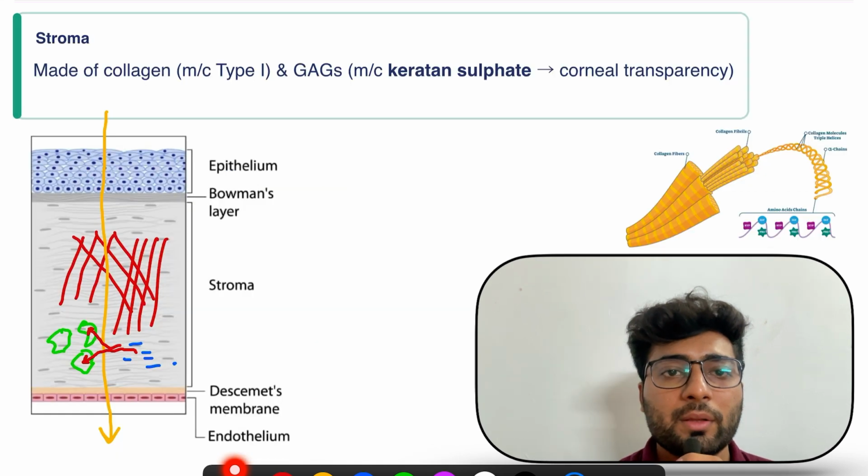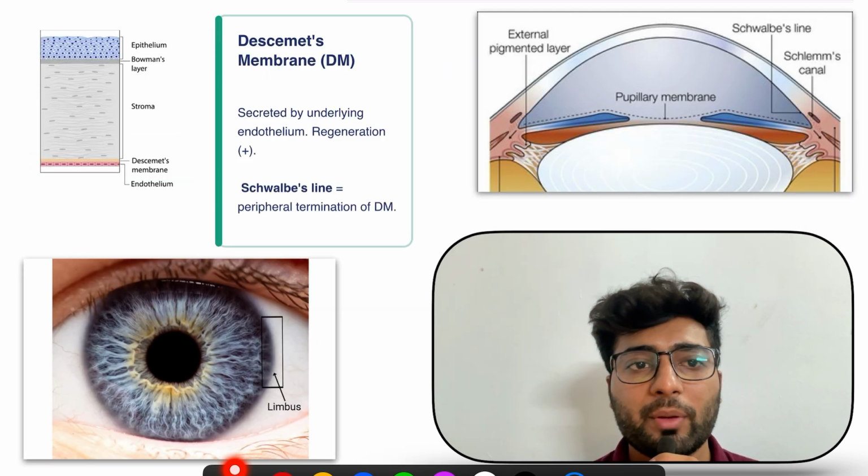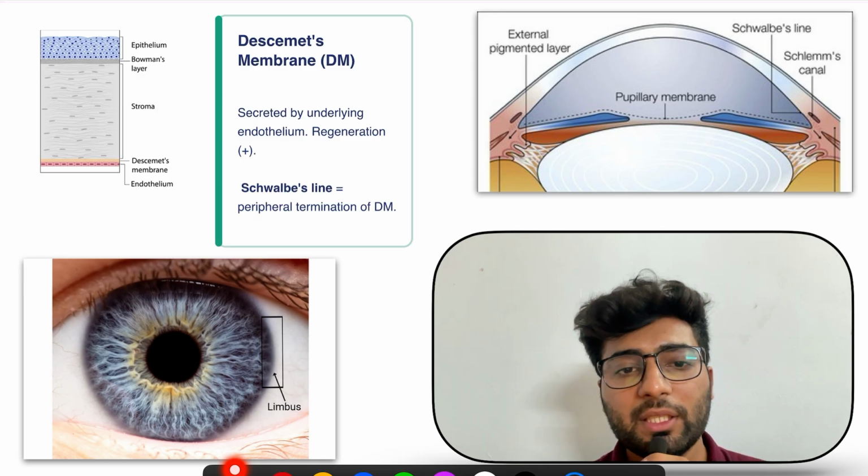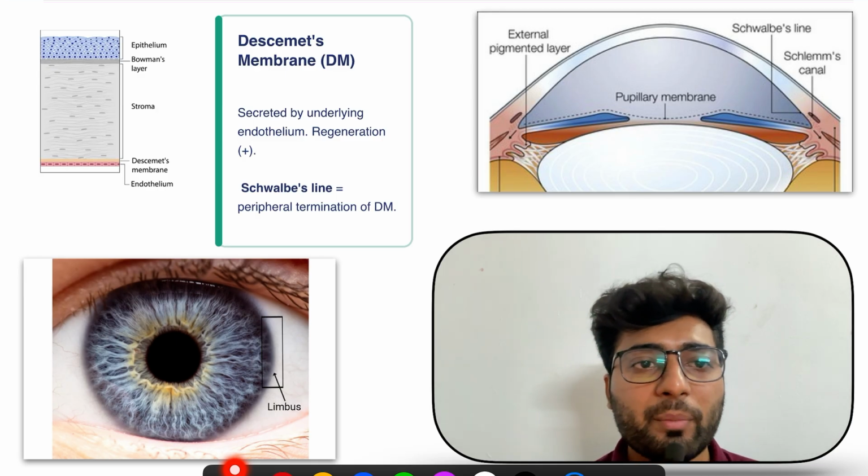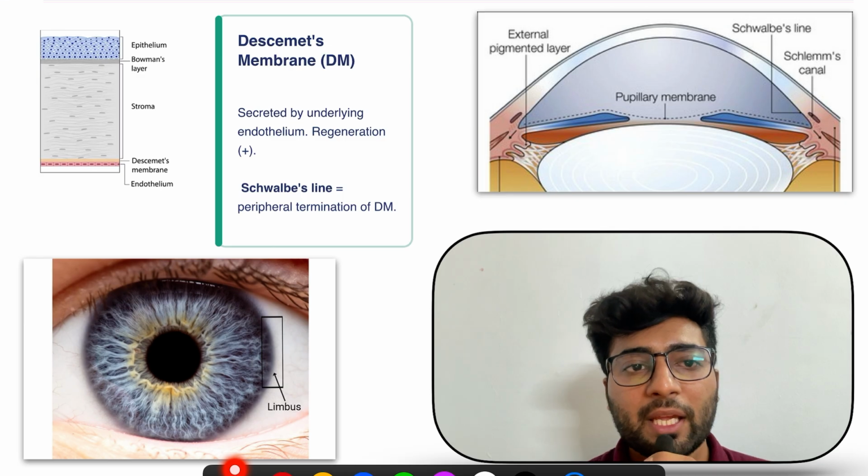Now the next layer is Descemet membrane. We have already studied that Dua's layer is just the strongest layer, and there is nothing in detail about it. The Descemet membrane, we know that it is the endothelium which divides and makes this layer. So it is secreted by the underlying endothelium layer.